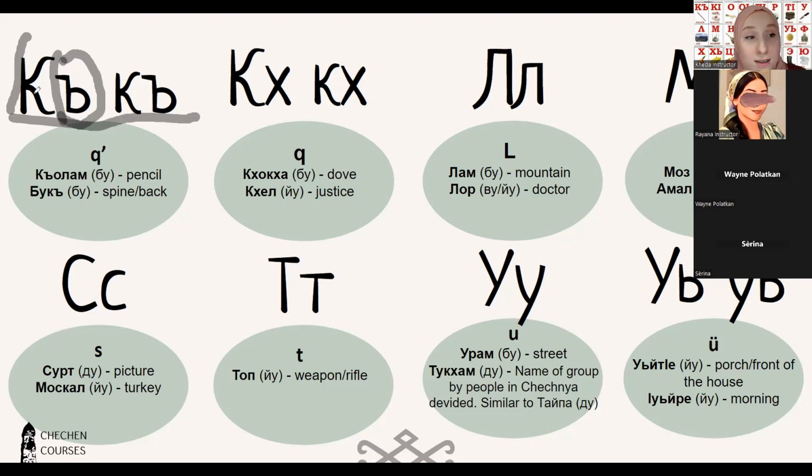So now, since it stands with k and created a new letter, we're gonna call it k. It's right here. It's k. For instance, in the word olam, book.